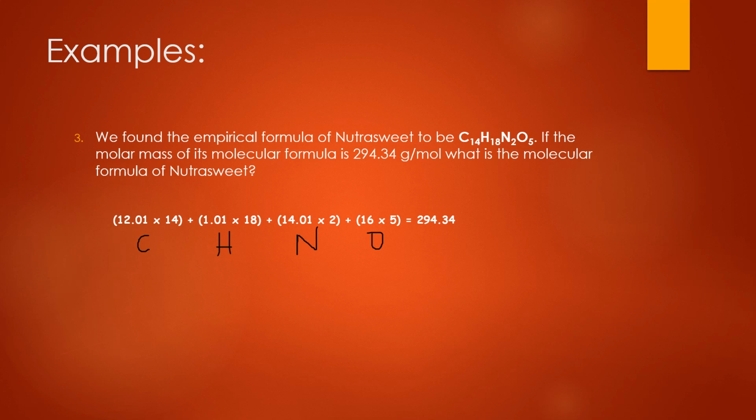So looking at this, you'll notice that the empirical and molecular formula are the same. So very simply, take your molecular mass, divide it by your empirical, and you get the number 1. So I just have to multiply it by 1. And in this case, our empirical and our molecular formula are the exact same.